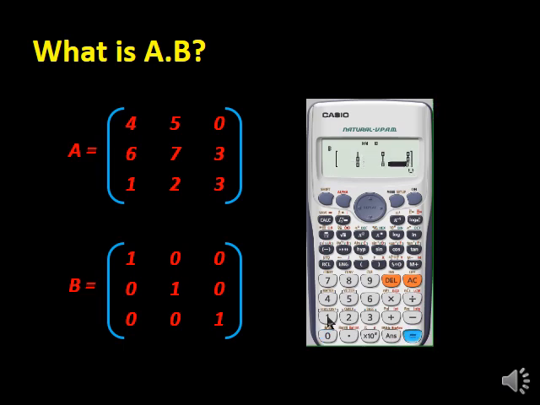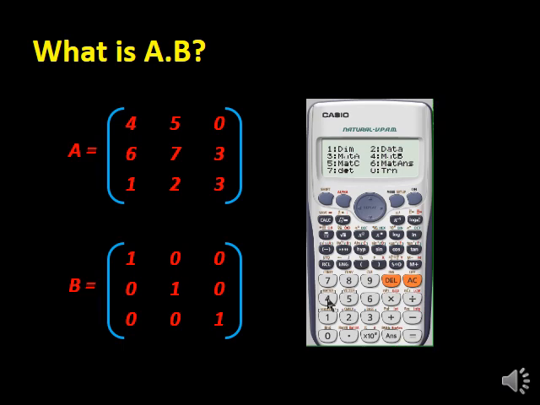Okay, so then we clear the screen of the calculator. And then we are now ready to multiply the two matrices. We will access these two matrices again through its menu, shift, and then number 4. Matrix A is number 3, times matrix B. Access matrix B again through its menu, shift number 4, and matrix B is number 4.